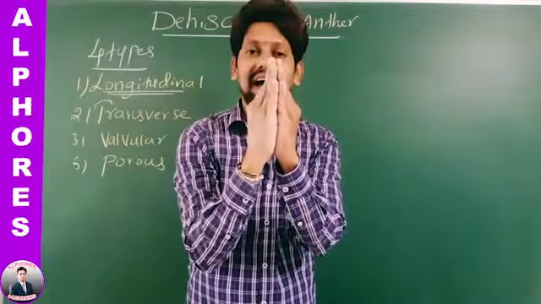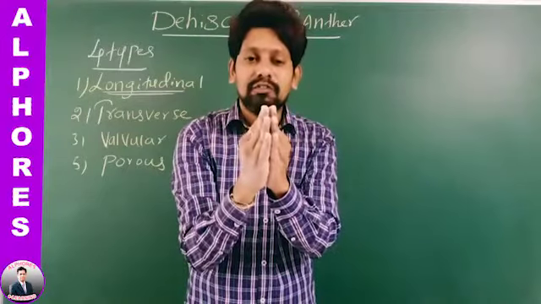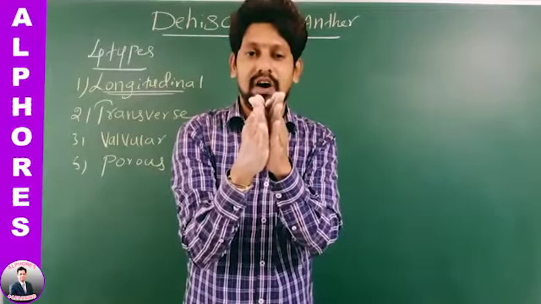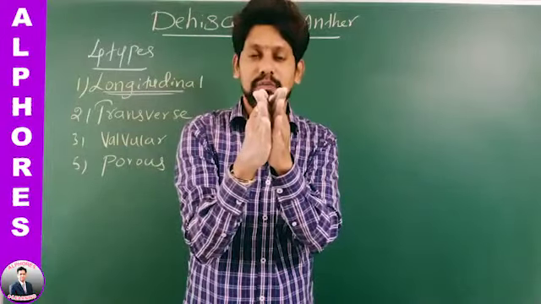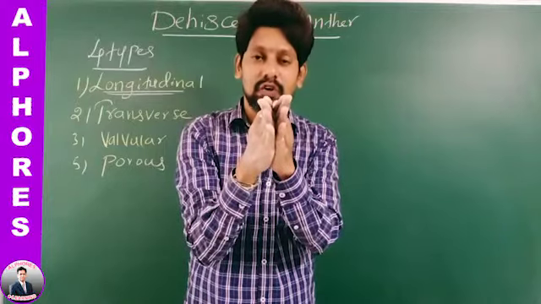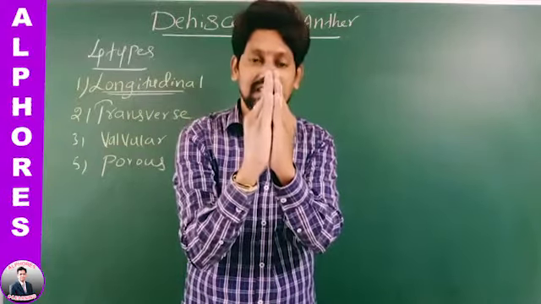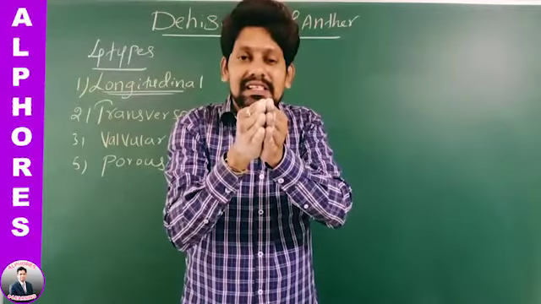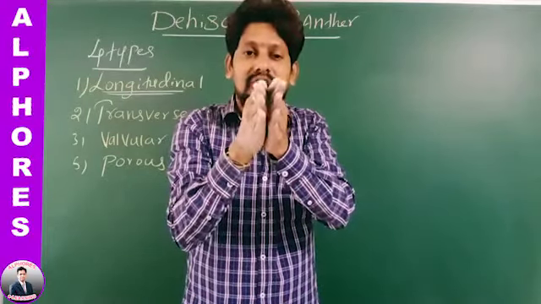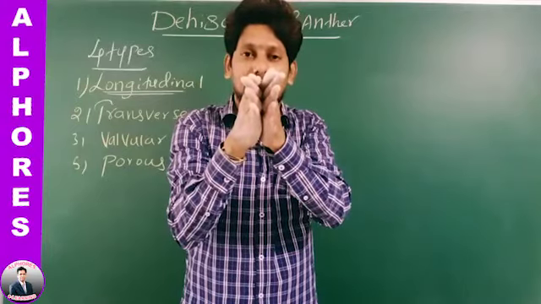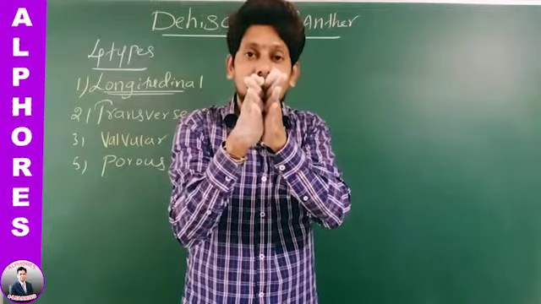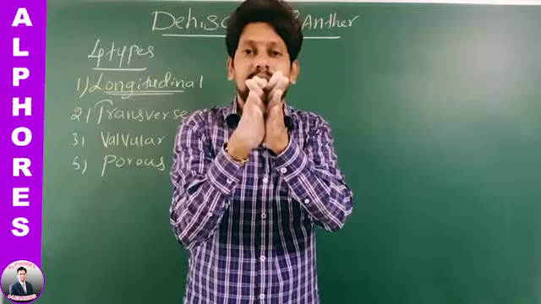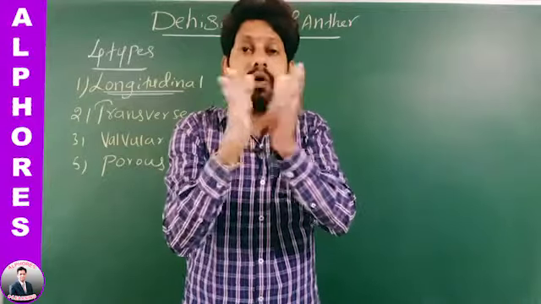Now go for the last one, porous dehiscence. This is an anther, no? At the tip of the anther, pores are formed. Through these pores, pollen grains come out. This is the tip of the anther. In this tip, pores are formed. I think you can see the pore. This is porous dehiscence.